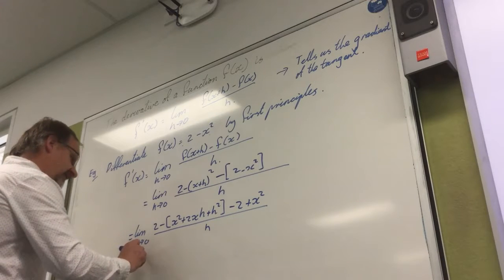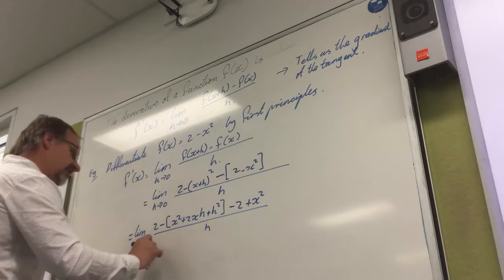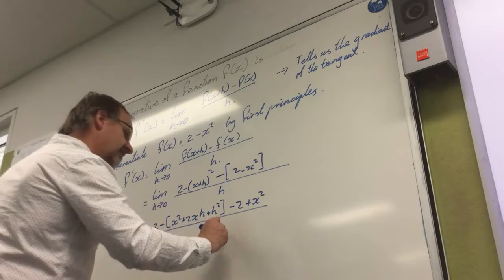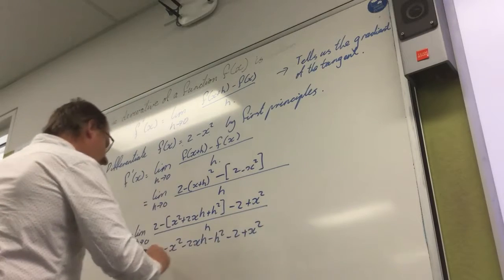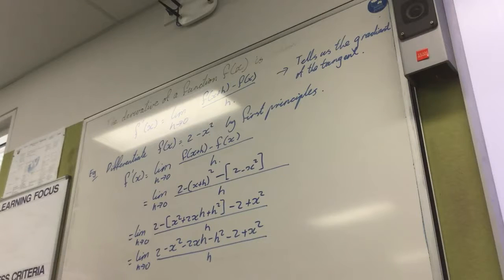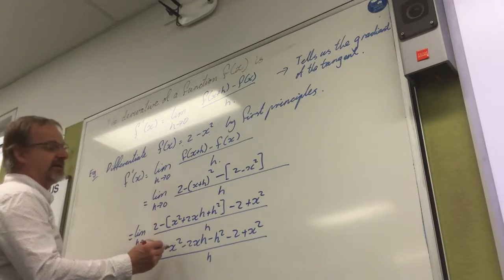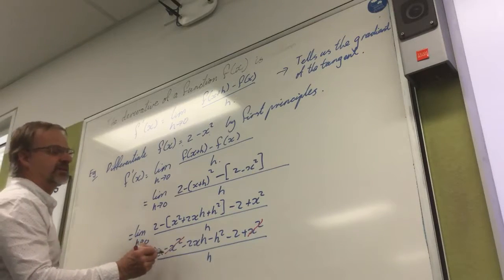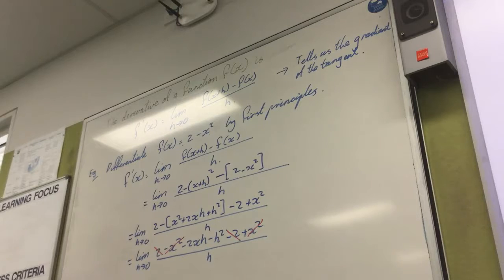All right, next line down. Limit as h tends to 0, 2 minus x squared minus 2xh minus h squared minus 2 plus x squared, all over h. There should be some cancelling. There will always be some cancelling, and it will always be the terms without h. So that's going to cancel with that, and this is going to cancel with this. That should always be the case. If it's not, you've made a mistake.